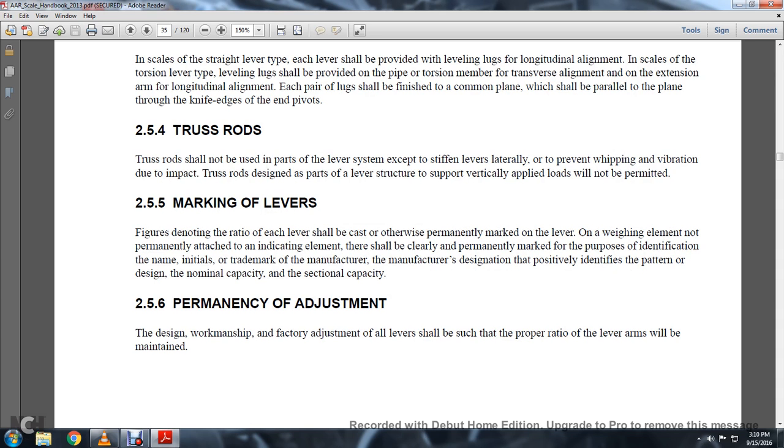2.5.6 Permanency and adjustment. The design workmanship, the factory adjustment, the elevator, all levers shall be the proper ratio of lever arms will be maintained.